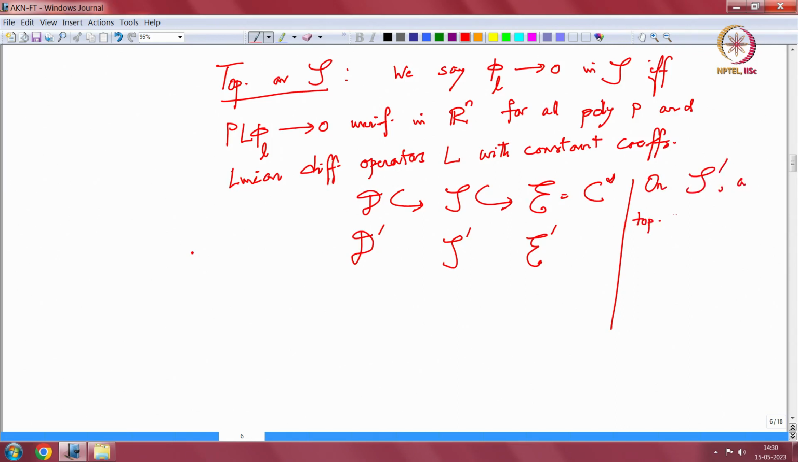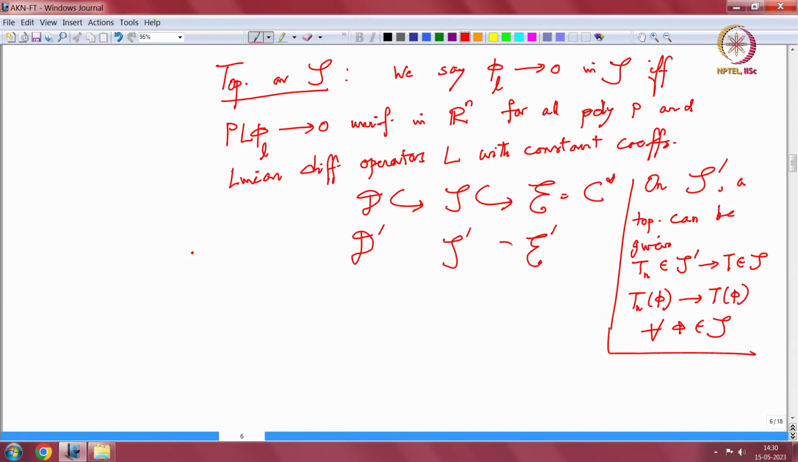Now, on zeta prime a topology can be given. That is not a difficult thing: T_n in zeta prime converges to T in zeta prime if T_n(phi) converges to T(phi), as in the weak-star topology, for all phi in zeta. So, that is the topology.